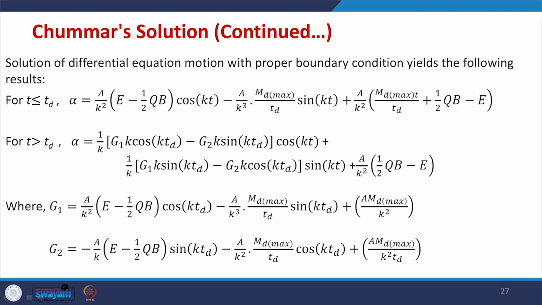You have kt, t, and t is time, and Td is the maximum value of t. So, you have this variable t here. When t varies, alpha will change; Td is constant. So, you have the variable in three places: here, here, and here, with m d max and time t multiplied by t. And in the second equation you get t with cos kt, then sin kt, but in other places you have Td only. So, when you put the time t in these equations, you can get the value of alpha.